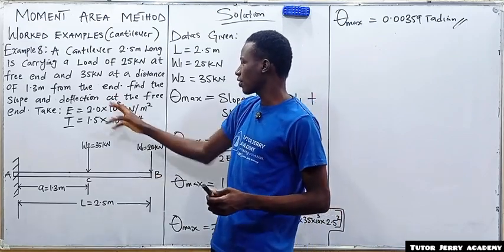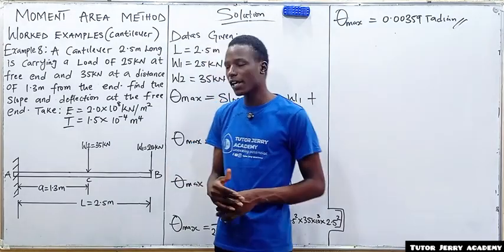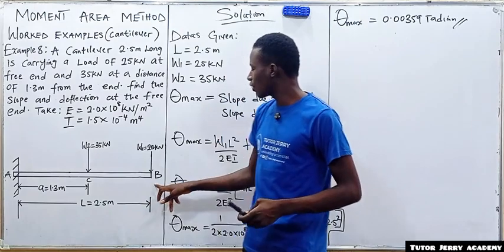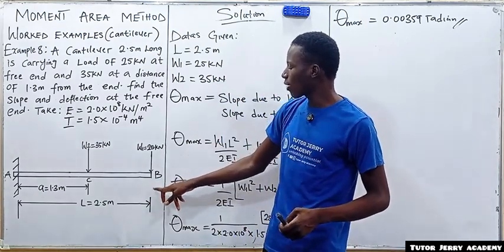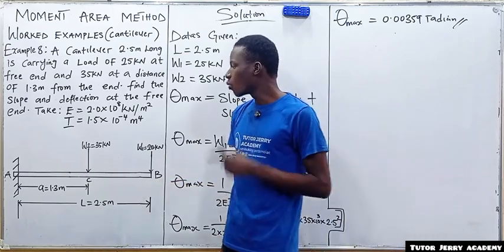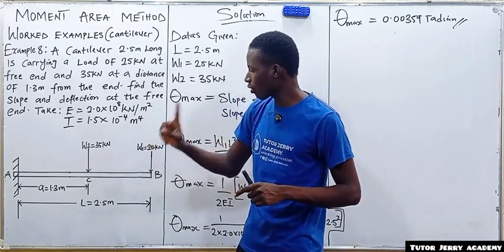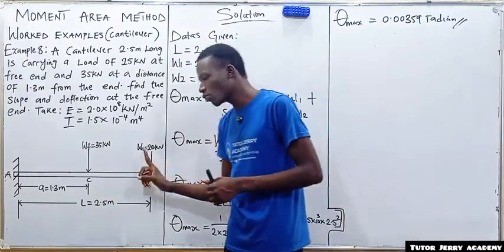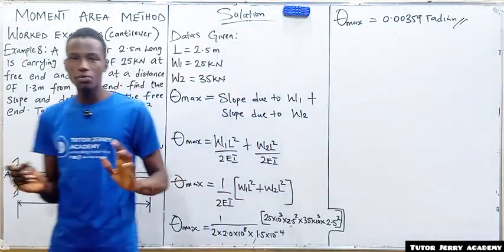We have to find the deflection at the free end, and we know that the deflection at the free end will be the maximum deflection. So the maximum deflection that will occur at the free end here will be due to the deflection caused by W2 plus the deflection caused by W1. So this is what we are looking at.